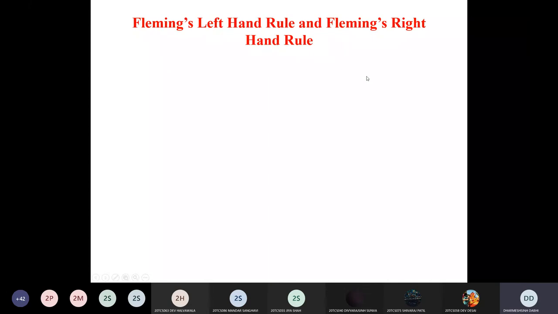Okay. The next point is Fleming's left hand rule and Fleming's right hand rule. So can anybody give the answer where we require this? Where we use this Fleming right hand rule, or Fleming left hand rule, in which equipment these rules are used?